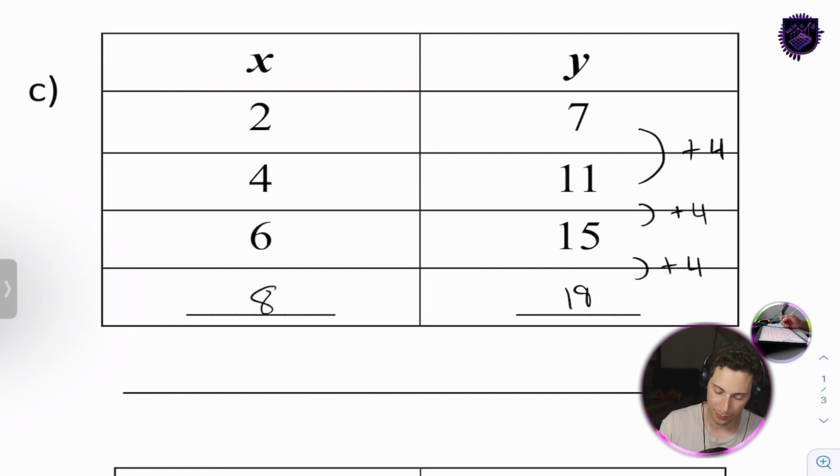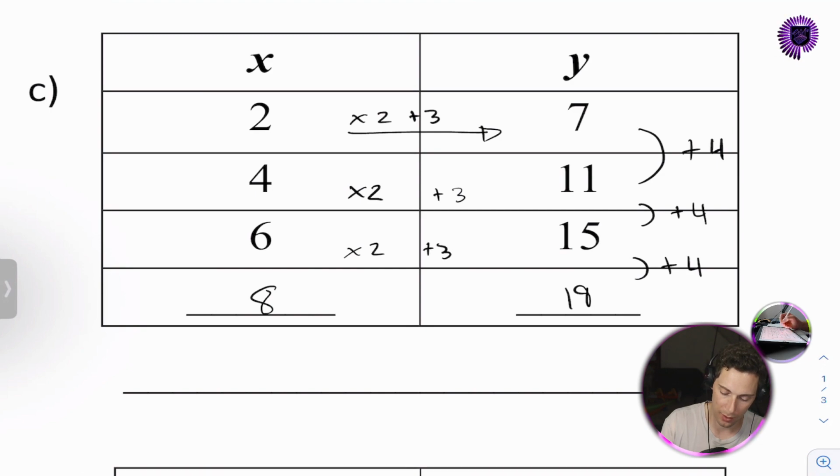So how do we get from here to here? Times 2. 2 times 2 is 4, plus 3. Times 2 plus 3. Let's see if that works. Times 2. Yeah. Times 2 plus 3.